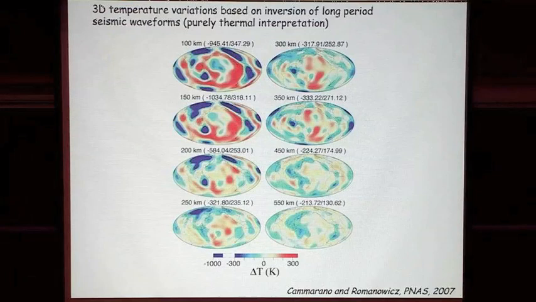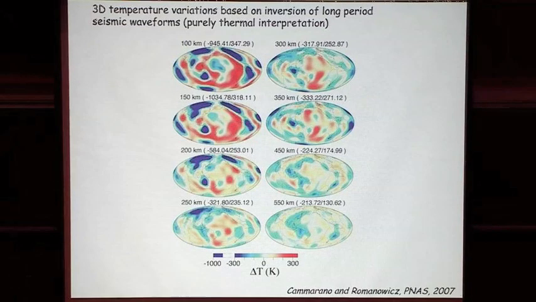And here is an attempt to do this, where the seismic waveforms were inverted directly for temperature. What it involves is converting shear velocity, having a relation between shear velocity and temperature, which you get from mineral physics, with some, of course, uncertainties.